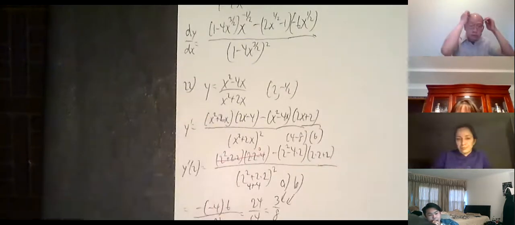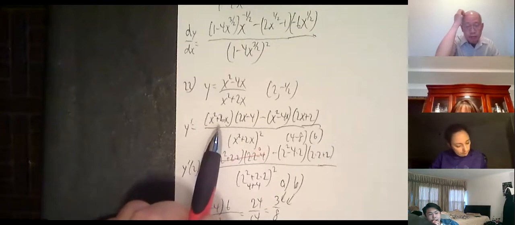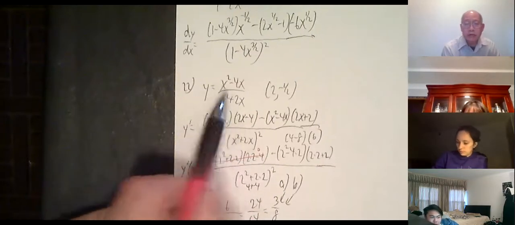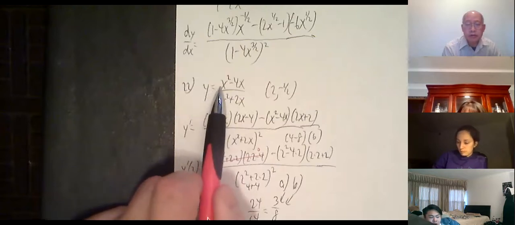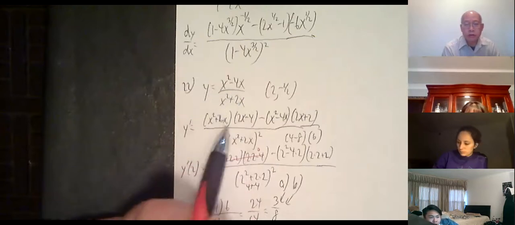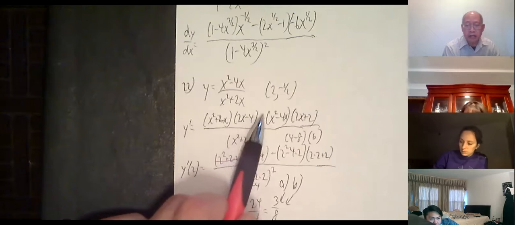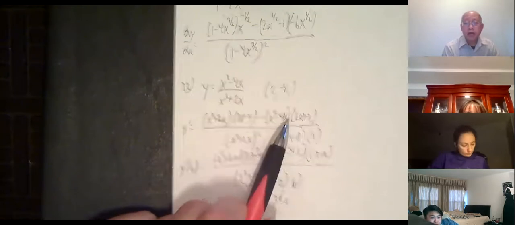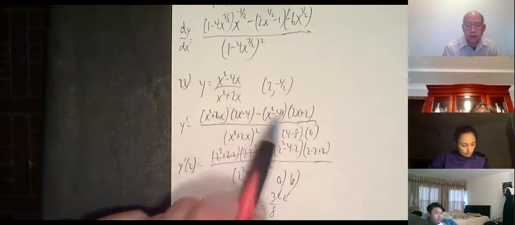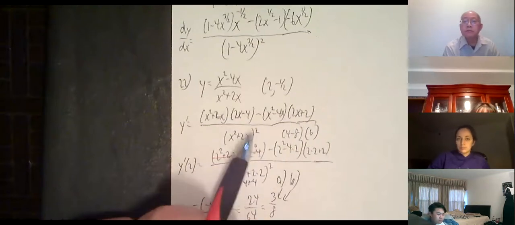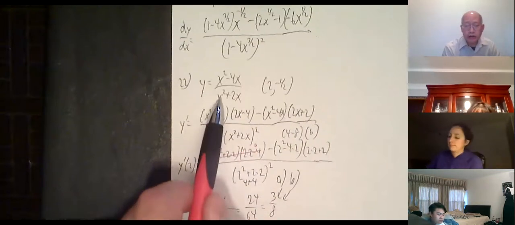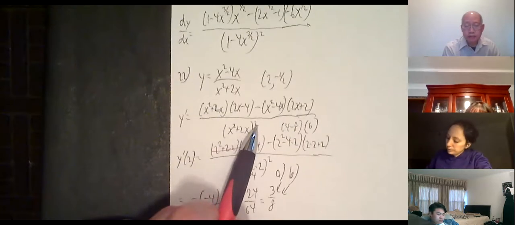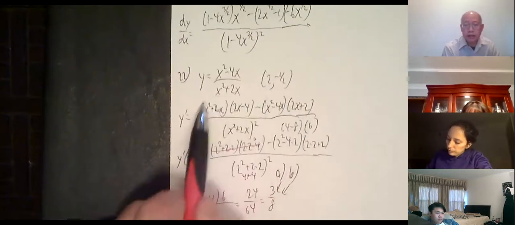So here we go. Y prime is bottom times the derivative of the top. So what's the derivative of the top? 2x minus 4. Minus the other way around: top times the derivative of the bottom, 2x plus 2, all over the square of the denominator, x squared plus 2x, quantity squared. All this junk here is the derivative.